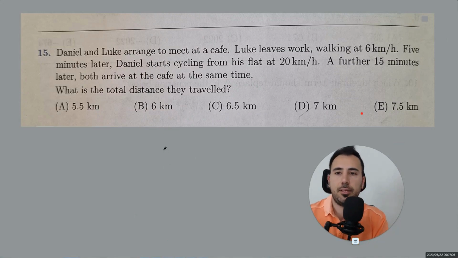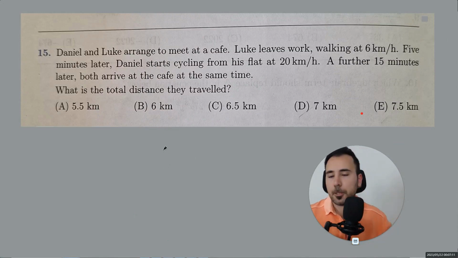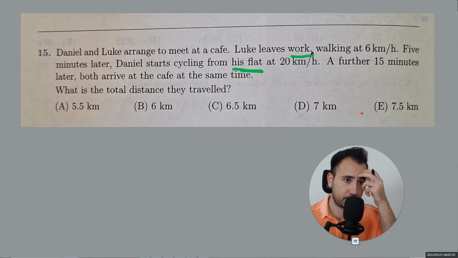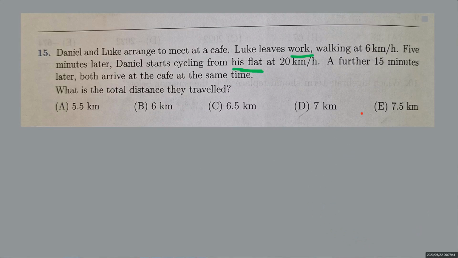D and L arranged to meet at a cafe. Luke leaves work, walking at the speed. 5 minutes later, D starts cycling at his flat. You see, they're not going from the same places. Okay, and then a further 15 minutes later, both arrive at the cafe at the same time. What is the total distance traveled? Much, much easier than the previous question.